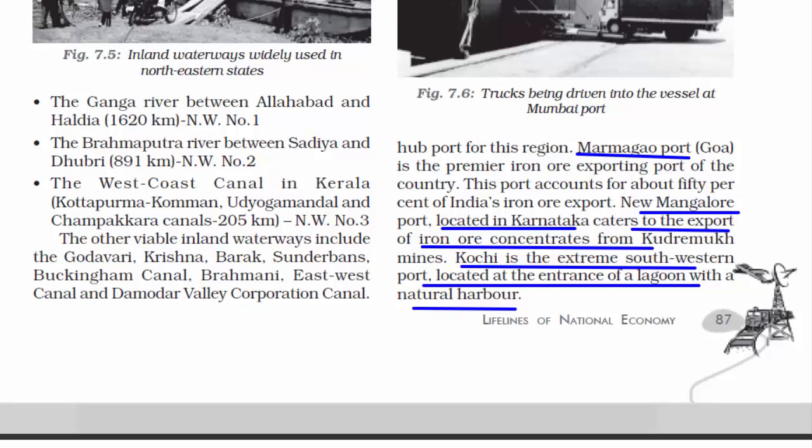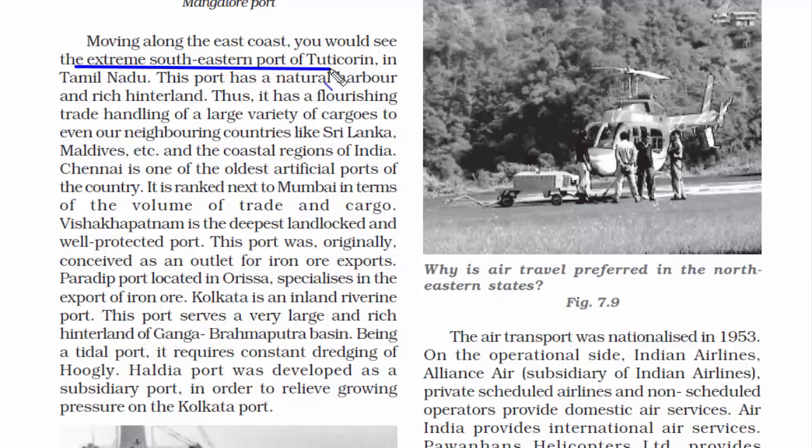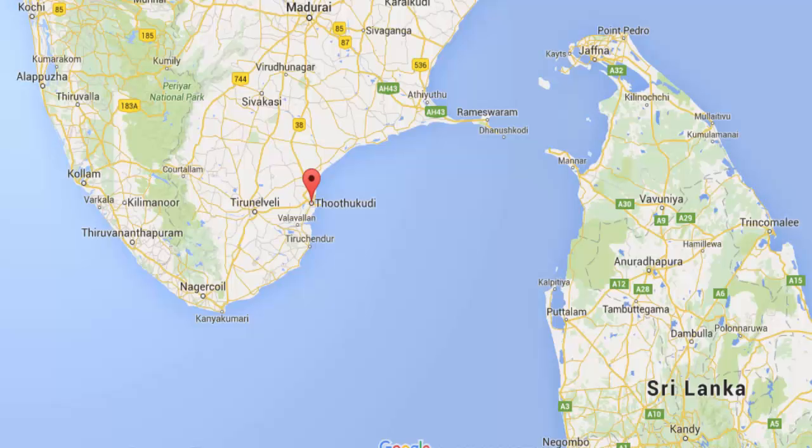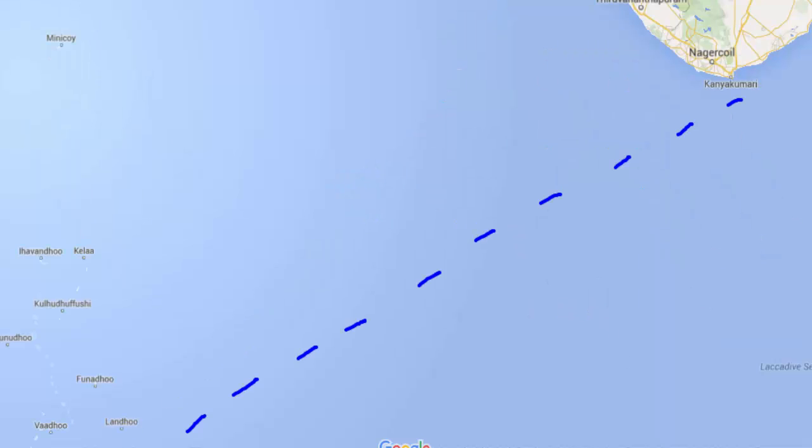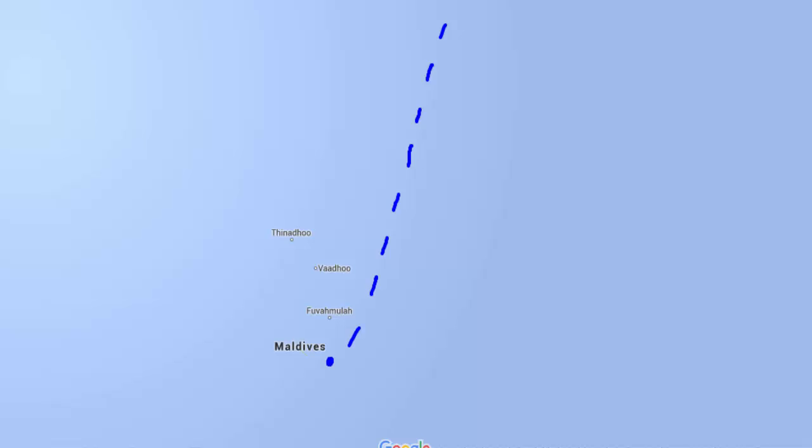And when you look at the location, it looks very ideal for establishment of any seaport. Now coming to the eastern side, at the extreme southeastern side, there is a port which is named Tuticorin, which is in Tamil Nadu. Now this particular seaport is used for delivering cargoes to our neighboring countries like Sri Lanka and Maldives.